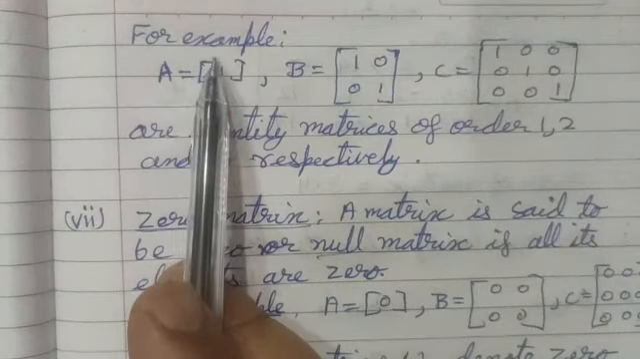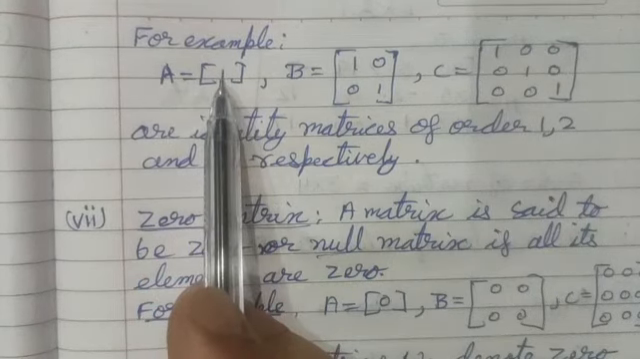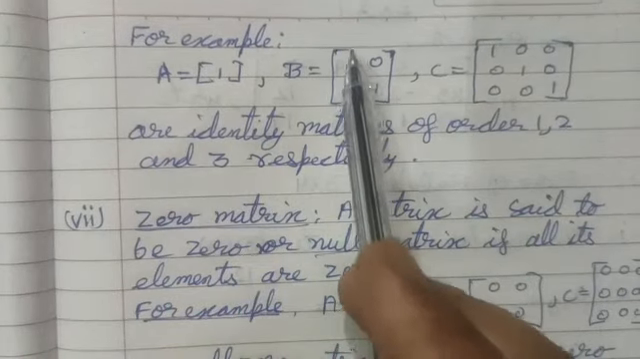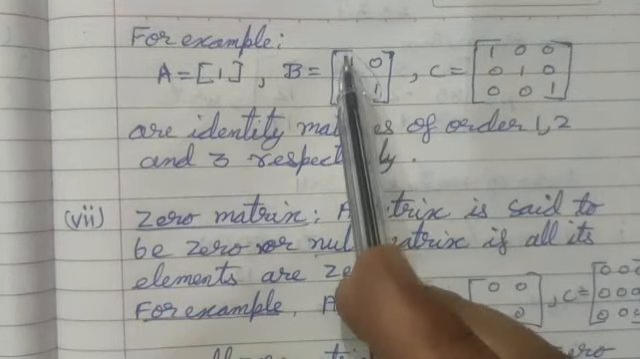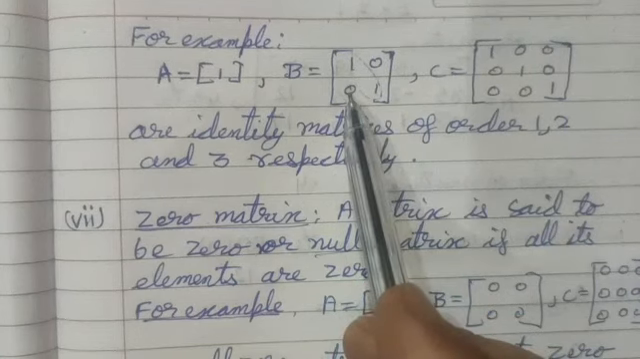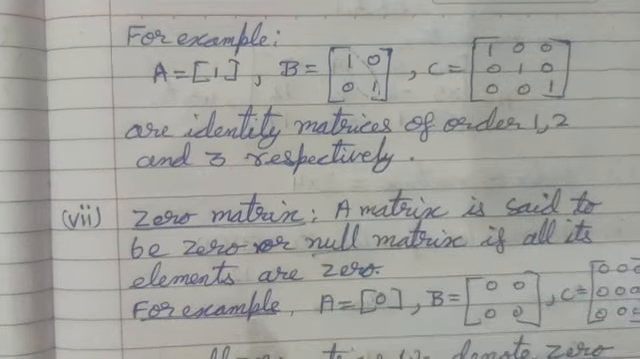Some examples of identity matrix are: A has only one element, 1, that is an identity matrix. Now matrix B, all its diagonal elements are equal to 1 and other elements are 0. So it is an identity matrix of order 2, and C is an identity matrix of order 3.